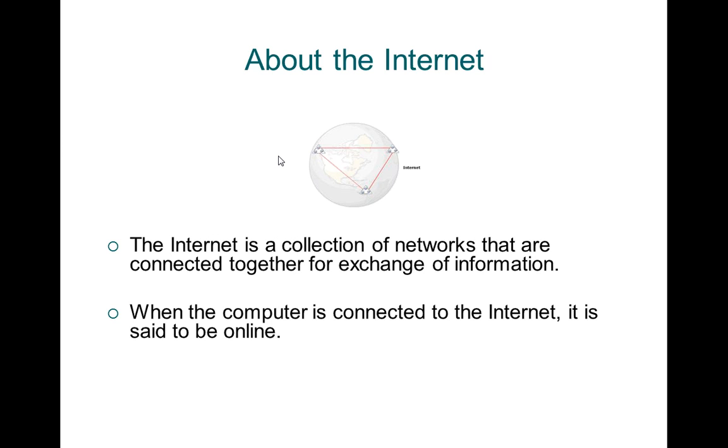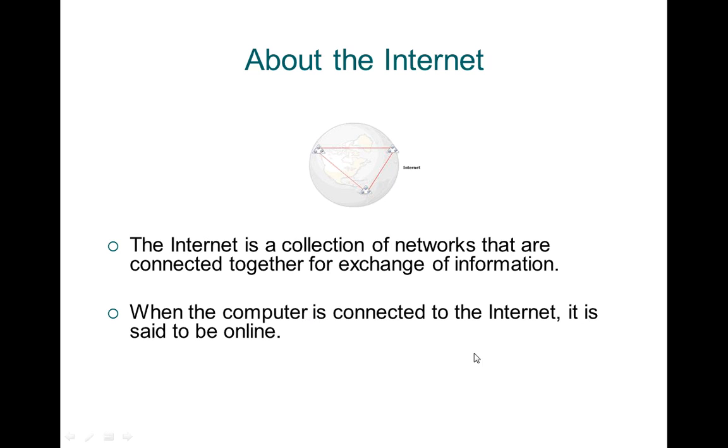So this says the internet is a collection of networks that are connected together for exchange of information. It means the internet is nothing but a collection of different networks that are connected. Why are networks connected? They are connected together for exchange of information. If I want to exchange some information, I can connect the network. First of all, I form the network, then I connect the network, and when different networks are connected, that becomes an internet. So the internet is nothing but a collection of networks connected together for easy exchange of information, that is, transfer of information.